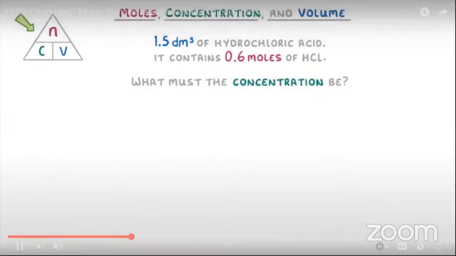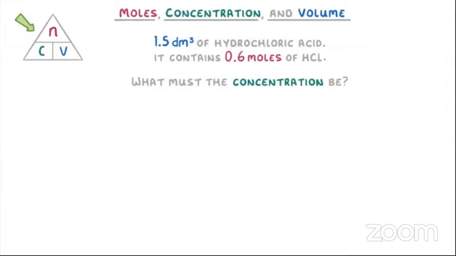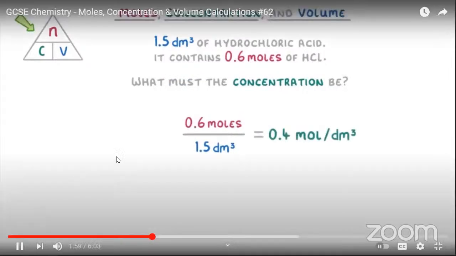Well, if we look at our equation, concentration is moles divided by volume. And as they're both already in the right units, we just do 0.6 divided by 1.5, which gives us a concentration of 0.4 moles per decimeter cubed. So Emily, that is correct, okay, as you can see.